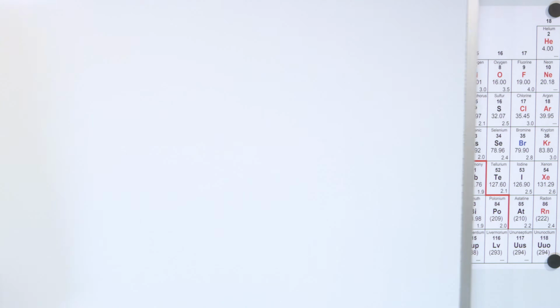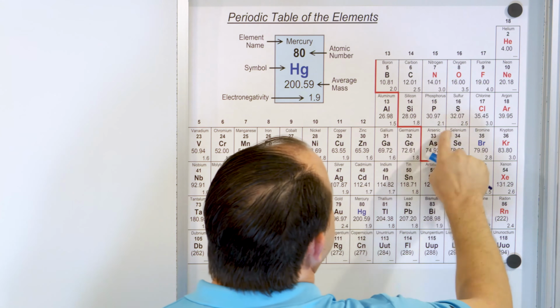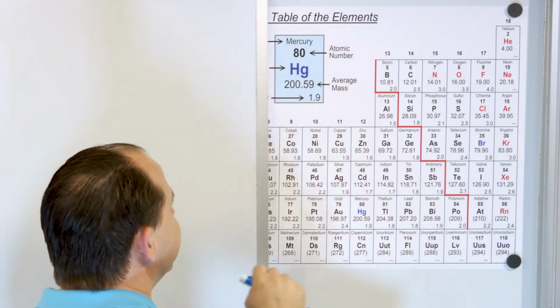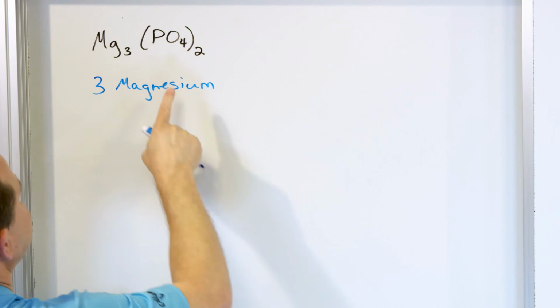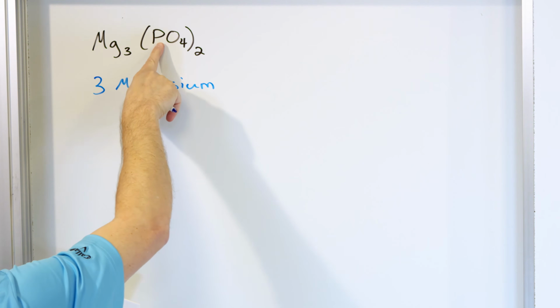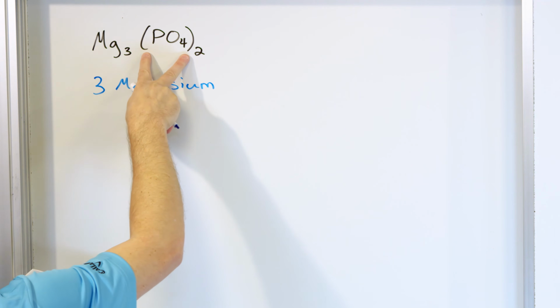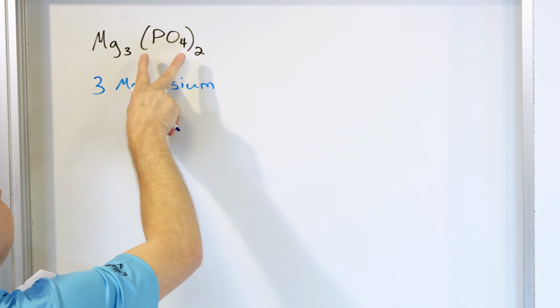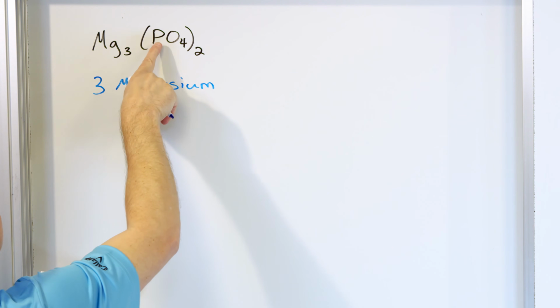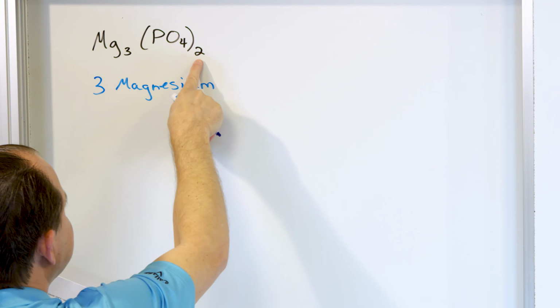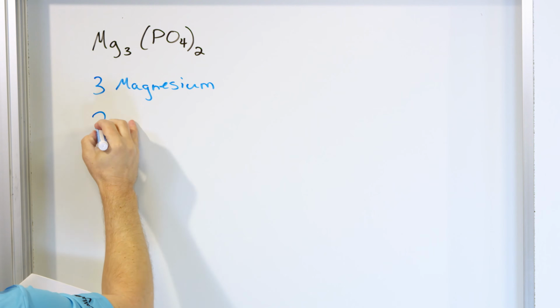All right, how many phosphorus? If you're not sure about that, go to the periodic table and ask, where is P? P is phosphorus. Now, there's an implied 1 right here, so you think there's only 1 of them. However, that is part of a grouping, which we call a polyatomic ion, and there's actually 2 of these entire entities. So you multiply the 1 here times the 2. 1 times 2 is 2, and so there's 2 phosphorus.